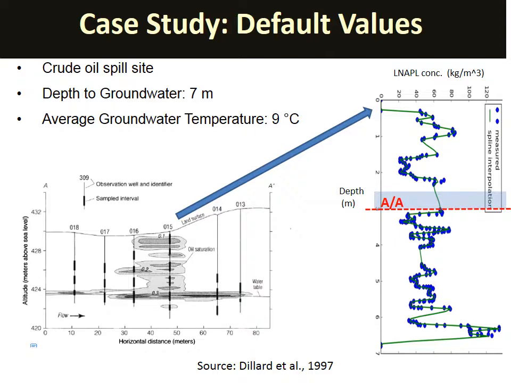The base case is simulating a particular location at the Bemidji site. The data is available from the literature. The depth to groundwater is 7 meters. The average groundwater temperature is 9 degrees centigrade. Ambient temperatures are available from a nearby weather station. The soil concentration at the chosen location is shown here on the right, as well as the location of the aerobic-anaerobic interface within this elevation.